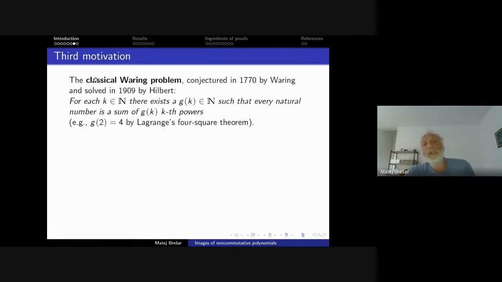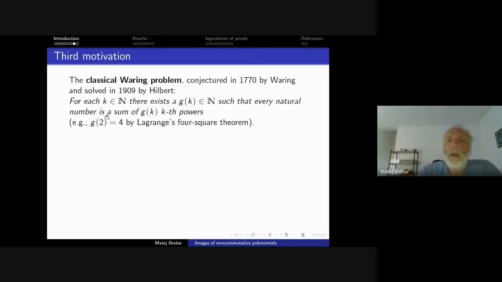Now, the third motivation is perhaps the closest one to what I intend to speak about. So I will first mention the famous classical Waring problem, which was conjectured by Waring in the 18th century and solved by Hilbert at the beginning of the 20th century. And this problem, now a theorem, of course, states that for each natural number k, there is a certain natural number g(k), such that every number can be written as a sum of g(k) kth powers. For example, Lagrange's four square theorem states that g(2) is equal to 4, and we know, as Hilbert proved, that g(k) always exists.